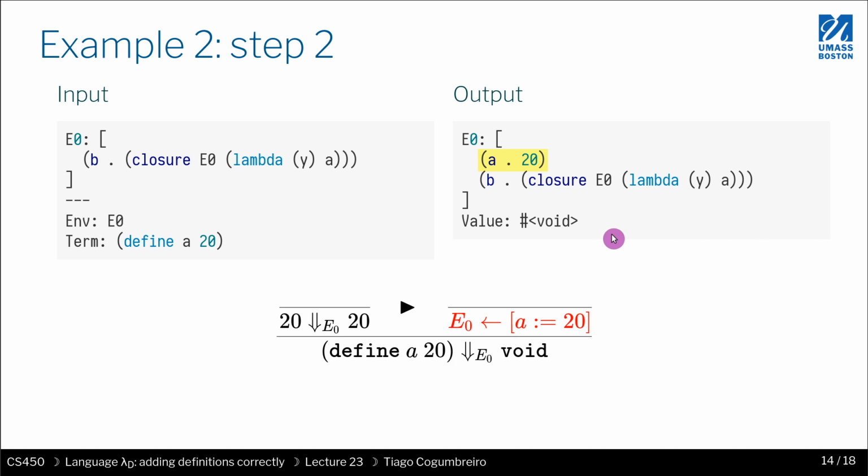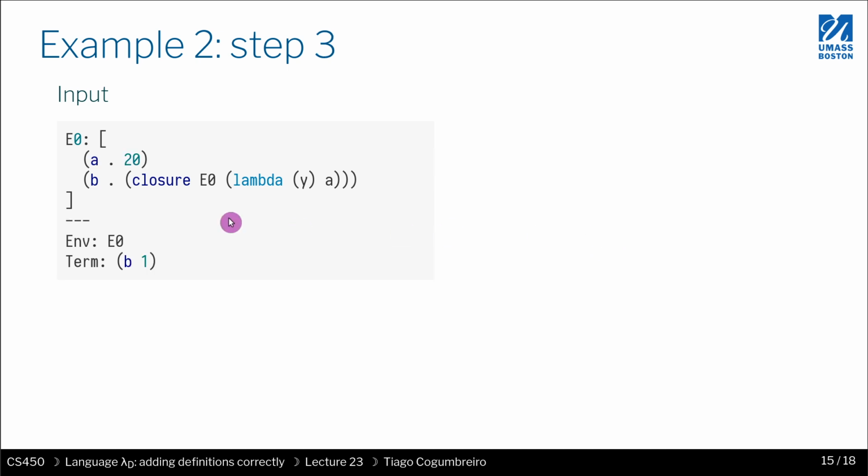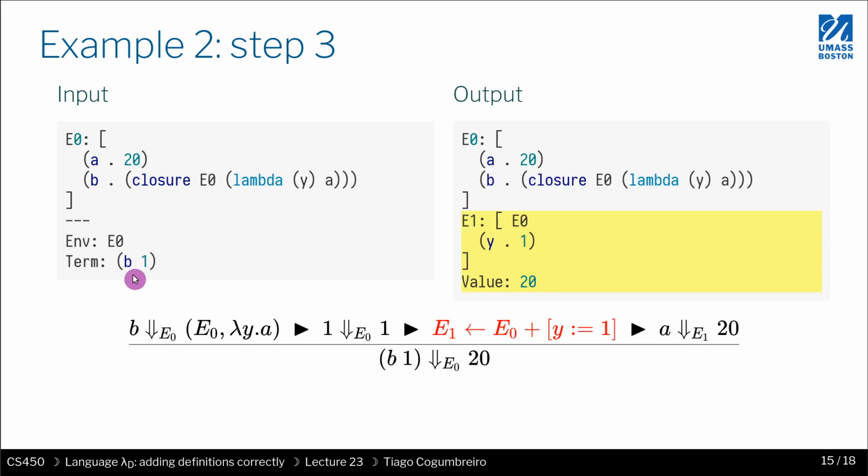The return value is still void. So finally, let's evaluate b1. So I'm doing a function call. In your interpreter, you cannot assume anything about b. It could be anything. In this case, it's a variable, but it's just for the sake of having a small example. Okay, so what happens when we do that?